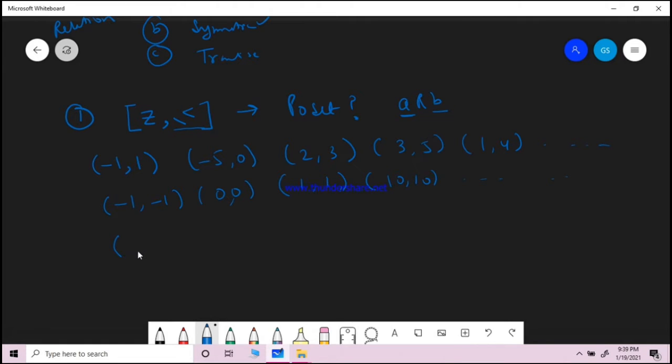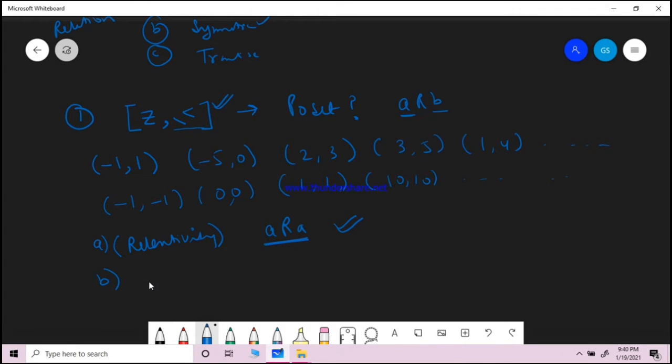Okay, now let's see if all the above properties are satisfied. First of all, check for reflexivity. Reflexivity simply means A is related to A, so it basically deals with all the diagonal elements. Any diagonal element will satisfy this less than or equal to property. So this is a reflexive relation.